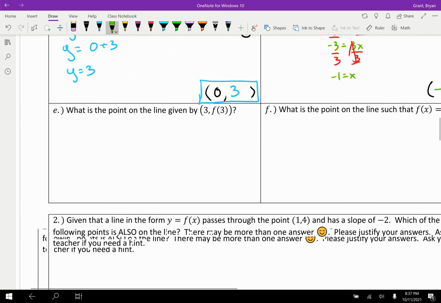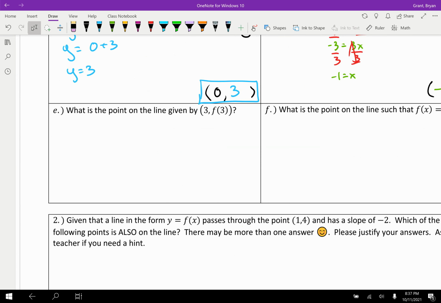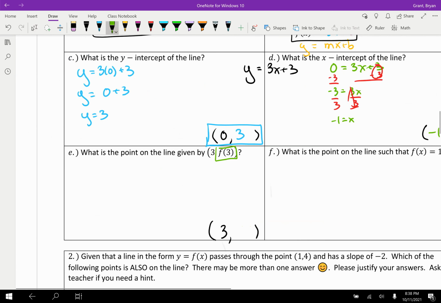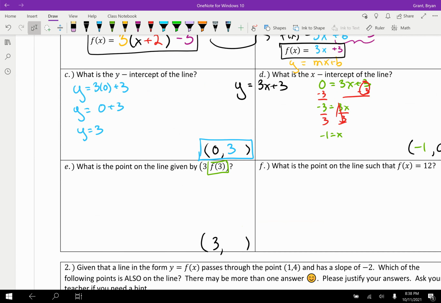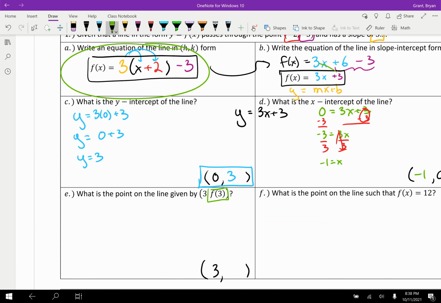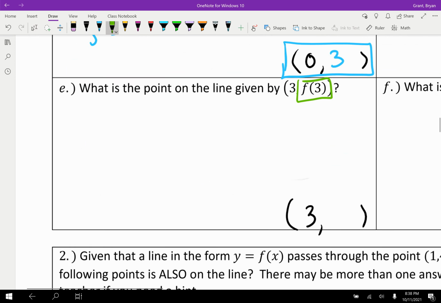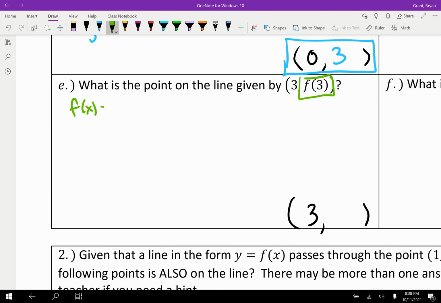All right, last two parts. What is the point on the line given by 3, f of 3? Well, they're asking us to build another point here, and the point is 3, something. The value that we don't know, though, is the value that is found by doing f of 3. We can find f of 3 because we know the equation for f of x. In fact, we know two different ways to write the equation using f of x, but I'm going to stick with the more simple one. So I'm going to stick with our slope-intercept form, f of x equals 3x plus 3.